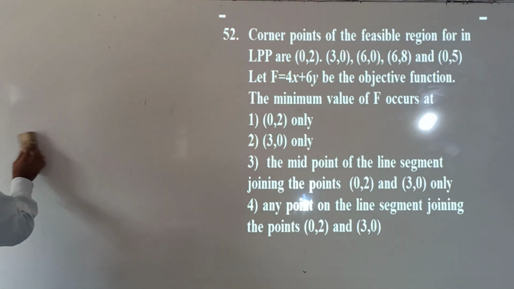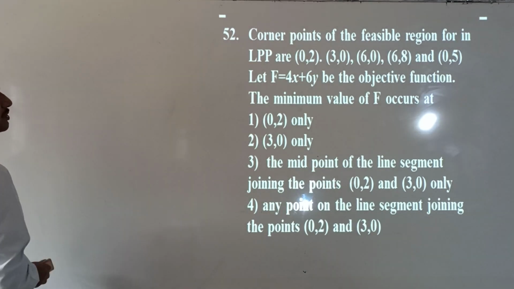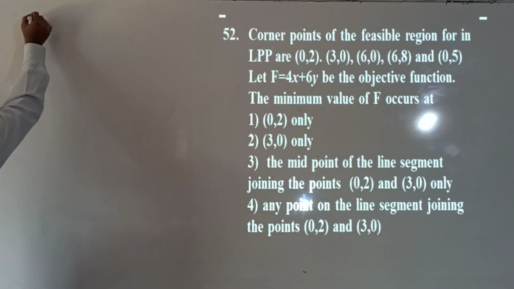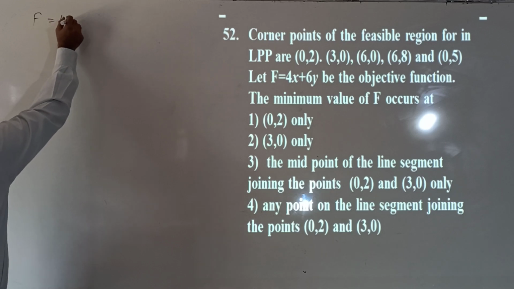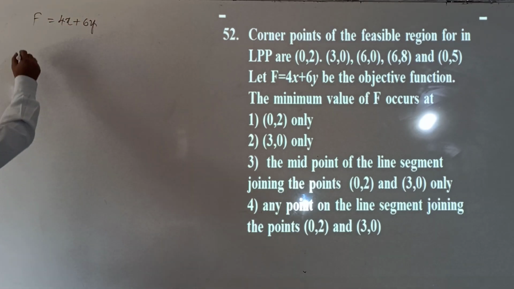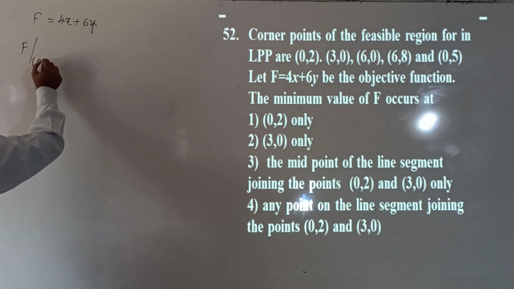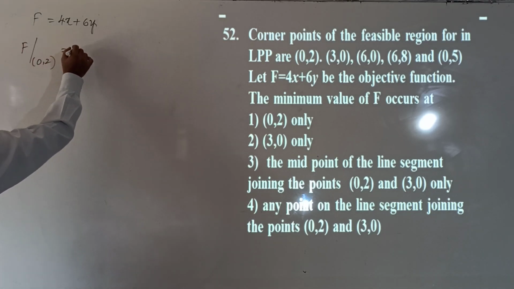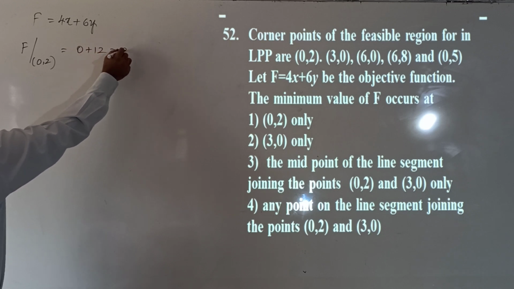Corner points on the feasible region for an LPP are these 4 points, 5 points are given. Let f is equal to 4x plus 6y be the objective function. The minimum occurs at which point? That's the question. f is equal to 4x plus 6y. So I will find f at all these points and check which is minimum. 0 plus 12, this is equal to 12.